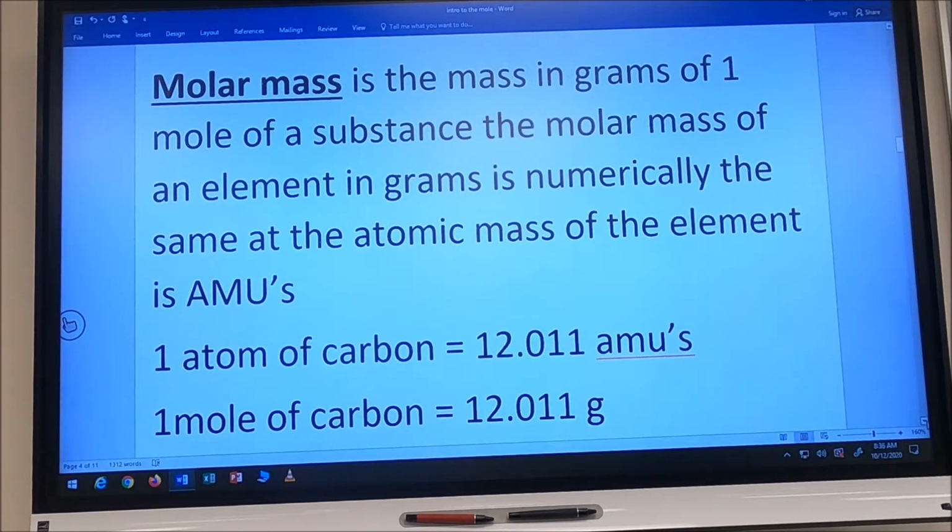Guys, this means that we can read the periodic table 2 ways. We can read it in terms of AMUs for an individual atom. We can read it in terms of moles of that atom. Okay, the numerical value is the same, it's just the units are different. So 1 mole of carbon atoms has a mass of 12.011 grams. 1 atom of carbon has a mass of 12.011 AMUs. All right? So I can read the periodic table 2 ways.